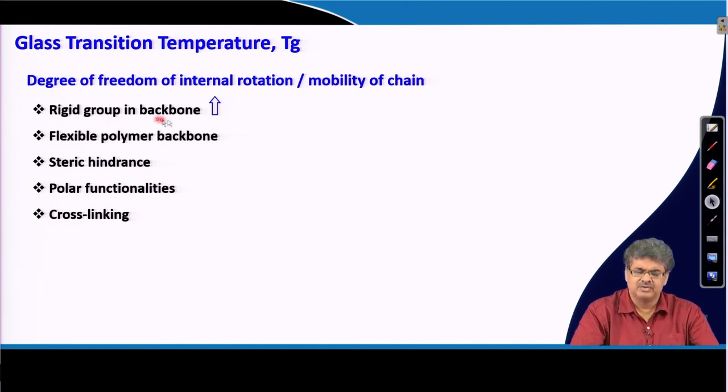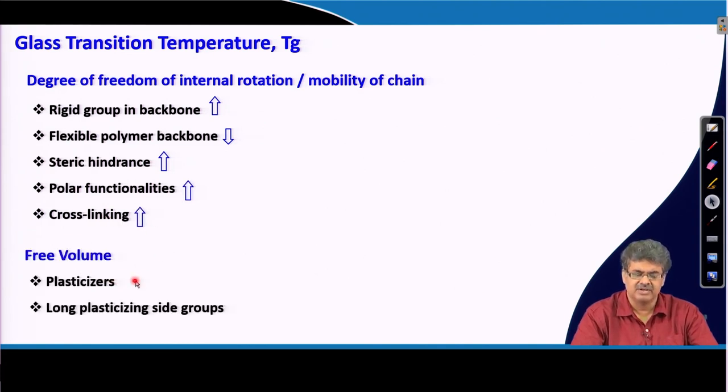So, if you increase the rigid group in the backbone, then Tg goes up. If you increase the flexibility, then Tg goes down. If you increase the steric hindrance, Tg goes up. If you increase the polar functionalities, then Tg goes up. If you increase the cross linking, obviously the mobility will come down and Tg will go up. Similarly, in terms of free volume, if we add a plasticizer, which will increase the free volume, Tg will go down. And if we have long side groups, then also Tg will come down. We will give some comparative examples to show these trends.